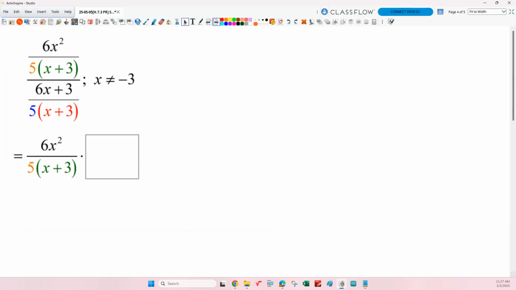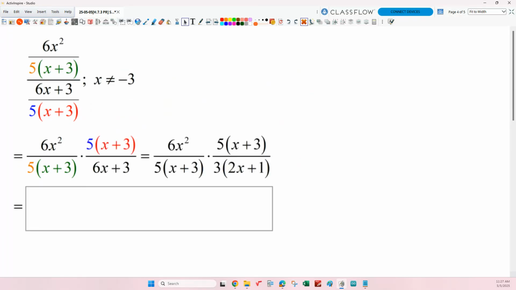So I keep it, change it, flip it, right? Yep. Times x plus 3 over x squared plus 3. So we flip the second, or the bottom, fraction. Can I cancel terms from here?